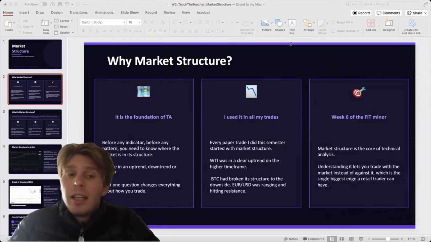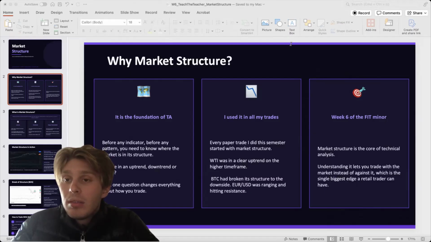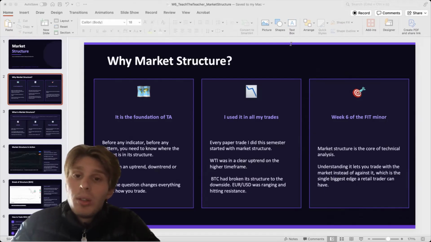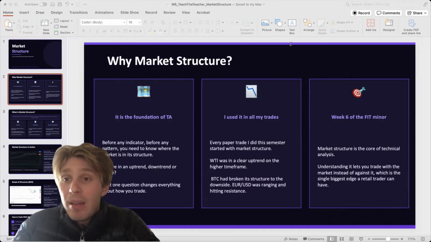So, before I look at any indicator, I ask one simple question: where is the market in its structure right now? Is it going up? Is it going down? Or is it ranging between those two? That answer changes everything about how you trade. So this is the foundation of week 6 in the FIT minor.